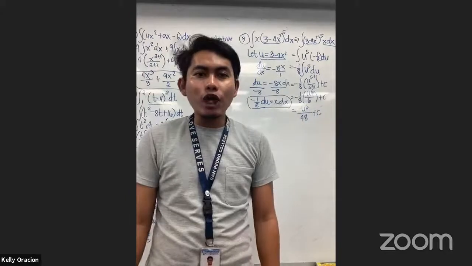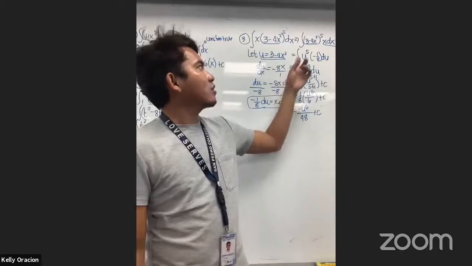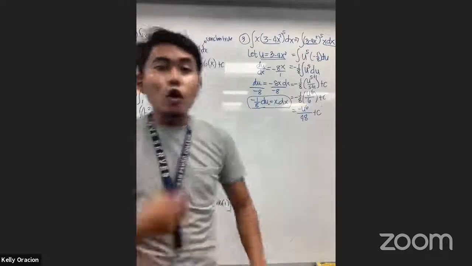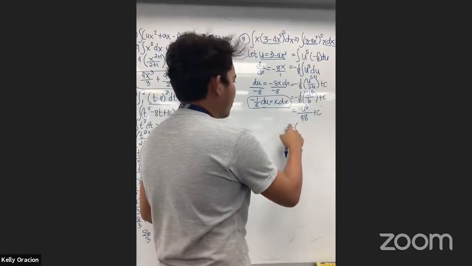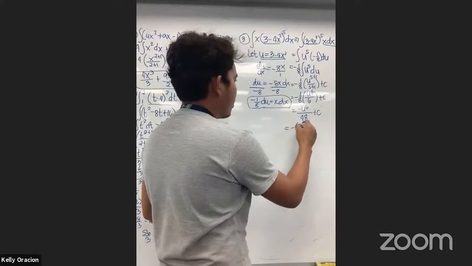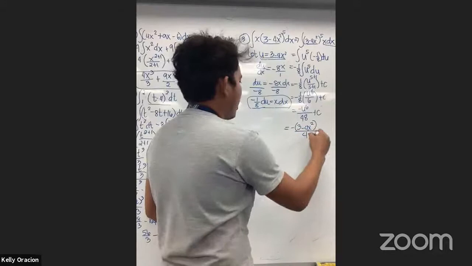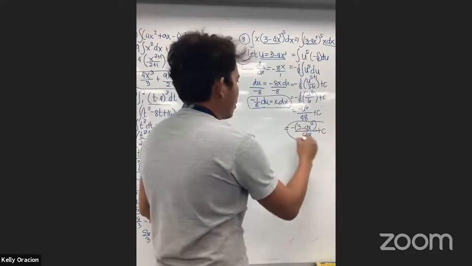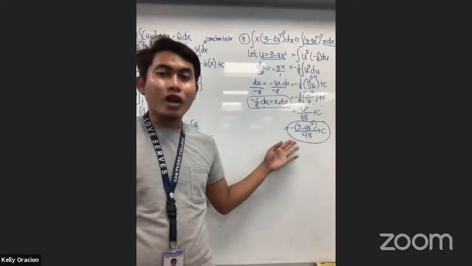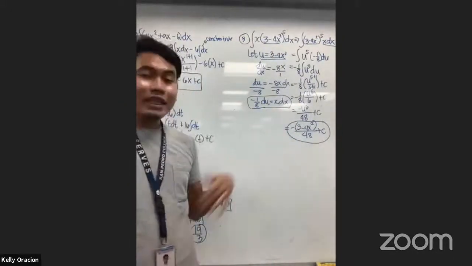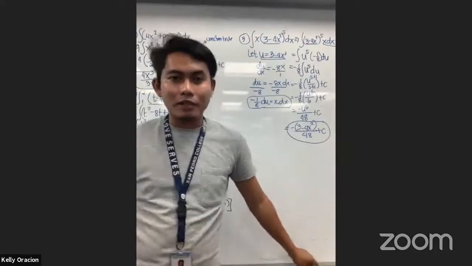Again, our u is 3 minus 4x squared. That's our u. So we put it back there. So you have negative 3 minus 4x squared, raised to 6, over 48 plus c. So this is now your answer. Again, this is now your answer. So kindly copy before we proceed to our last example.